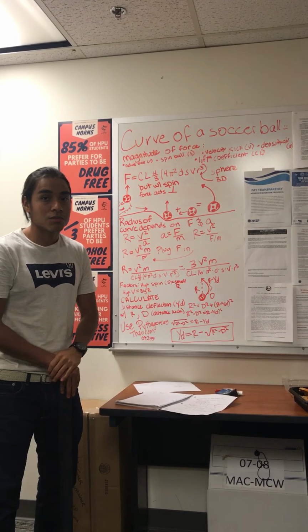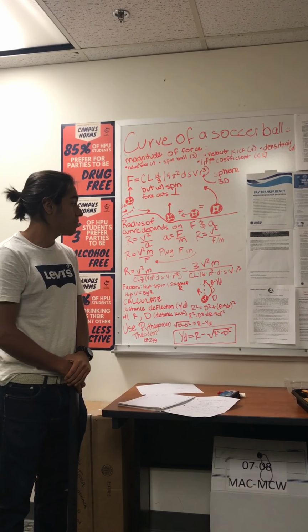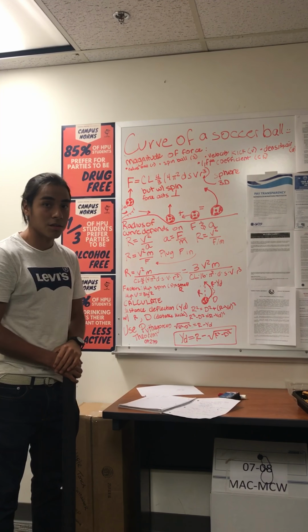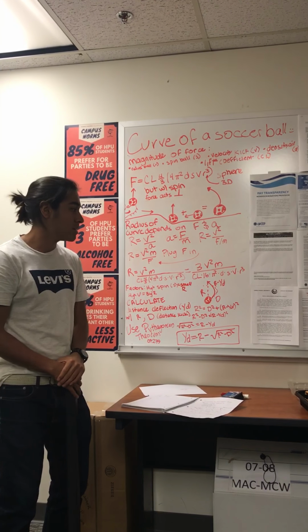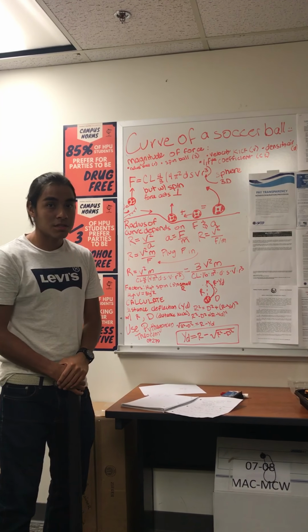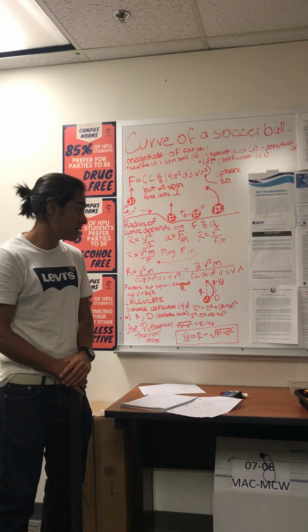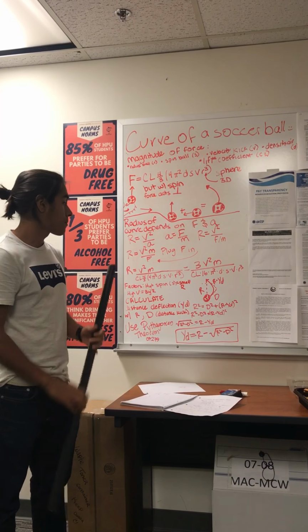The radius is equal to 3 times the velocity squared times the mass, divided by the lift coefficient times 16 times pi squared times the density times the spin times the velocity times the radius squared.